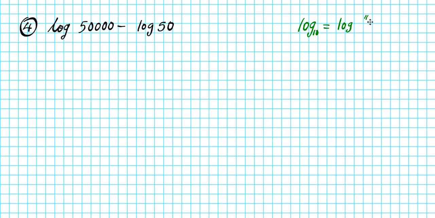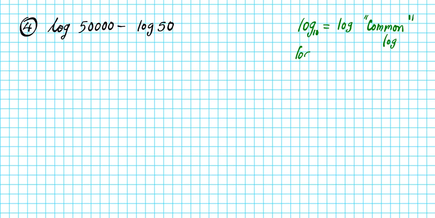Number 4, let's try another problem involving the quotient property of logarithms. Let's say you have log of 50,000 minus log of 50. One thing you'll notice here is that the base is not specified. Whenever the base is not specified, it's known as a common log. Log base 10 is known as your common log, and whenever you have log base 10, you do not write the base. So that's the whole idea.